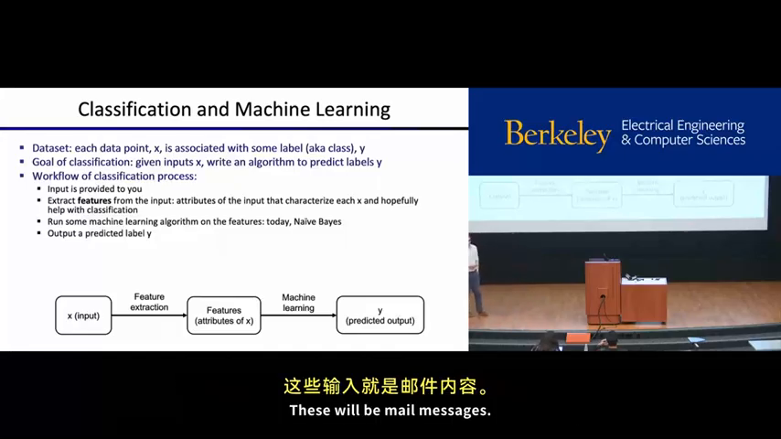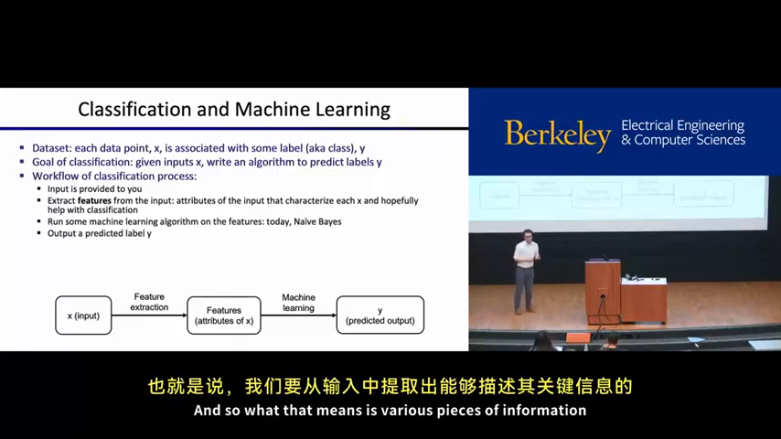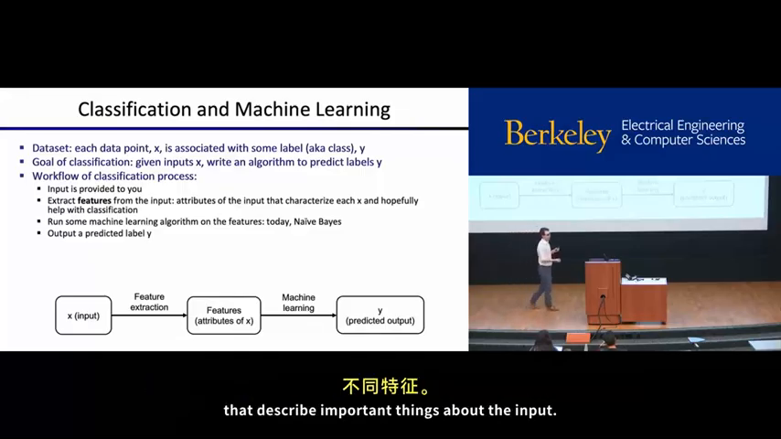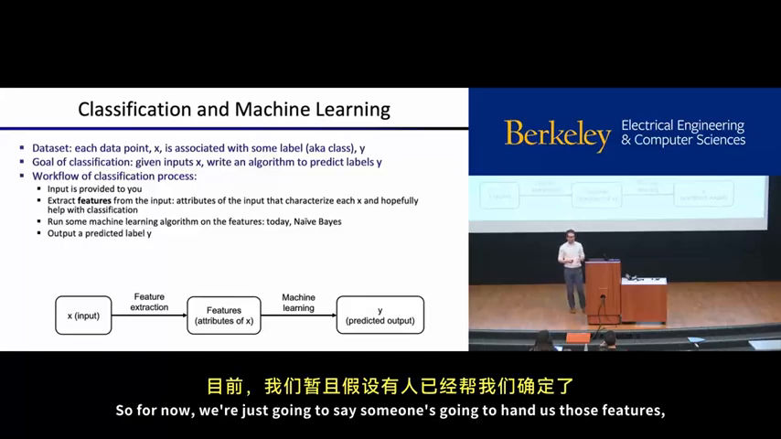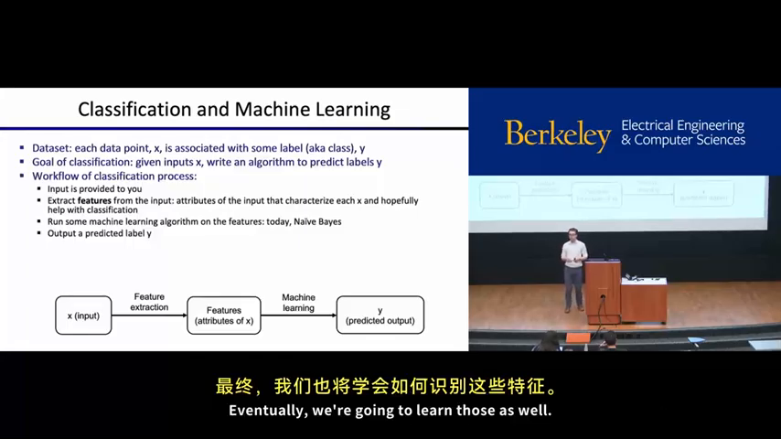These will be like mail messages. And then there's a step where we extract features from that X. And what that means is various pieces of information that describe important things about the input, right? So for now, we're just going to say someone's going to hand us those features. They've figured out what the important features are to be paying attention to. Eventually, we're going to learn those as well.